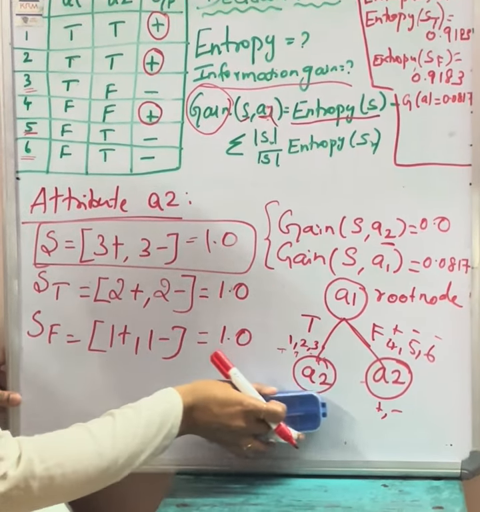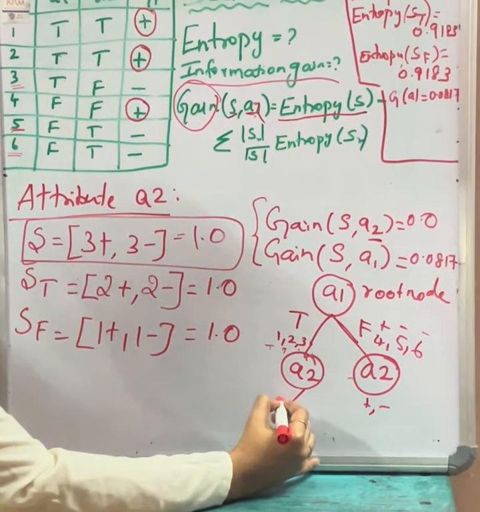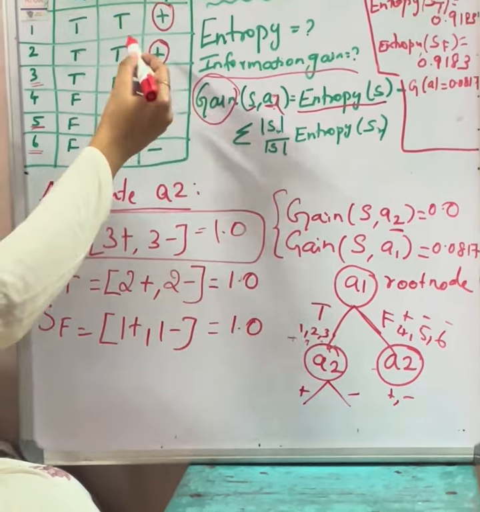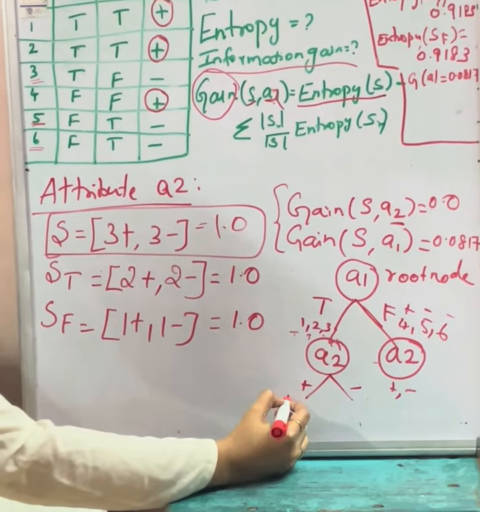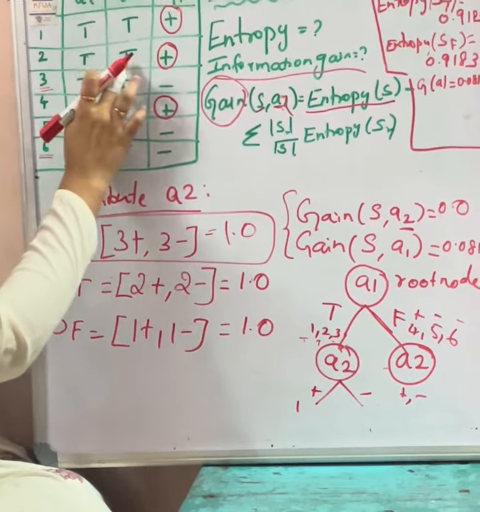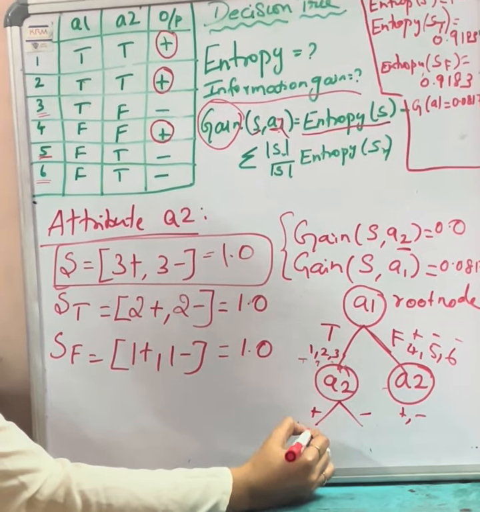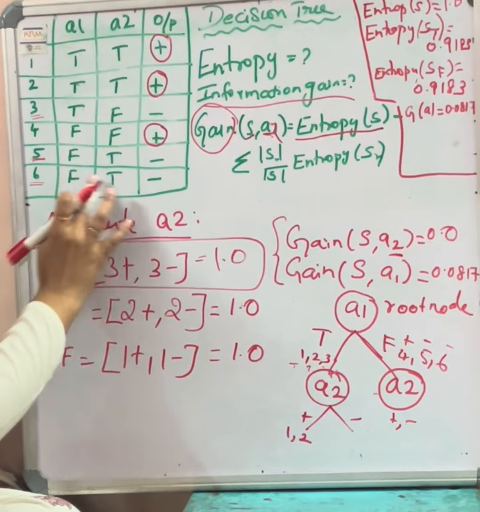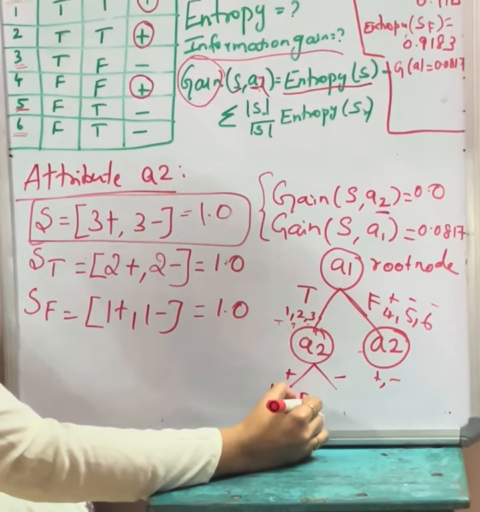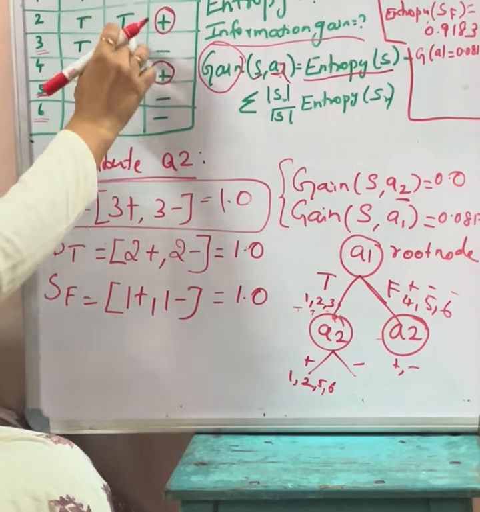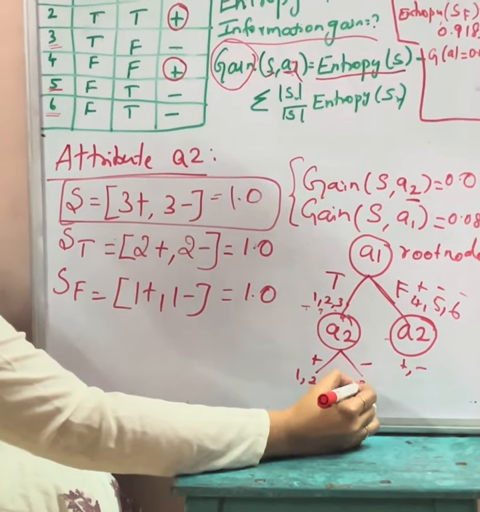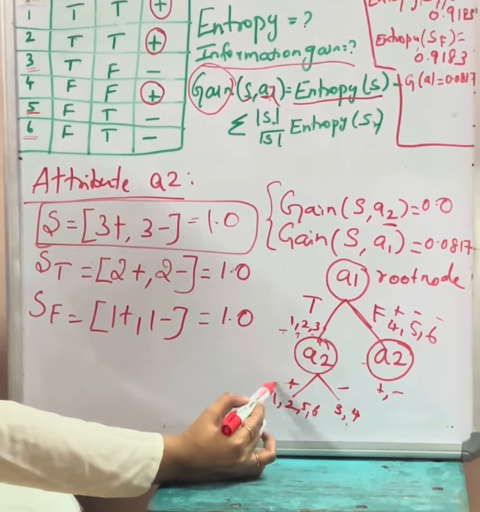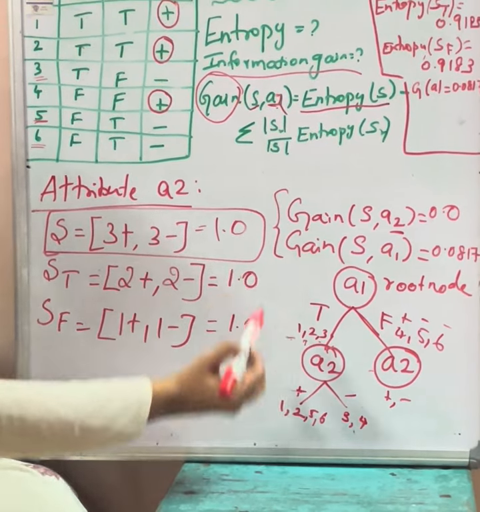So in A2 I have true and false values. Let me go with true and false. In A2, what are the true samples that are contributing? 1 is true and 2 is true, 3 and 4 are false, and 5 and 6 are true. So let me have 5 and 6. And for false I have samples 3 and 4. If I take this, let me check whether these are all contributing positively with respect to the outcome.